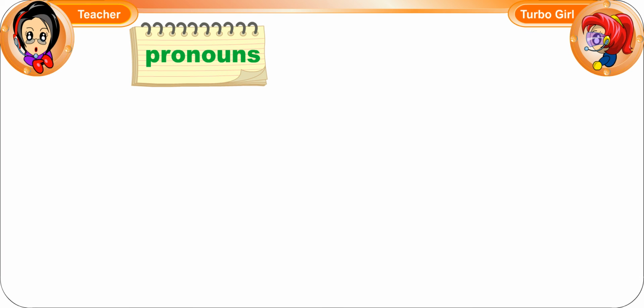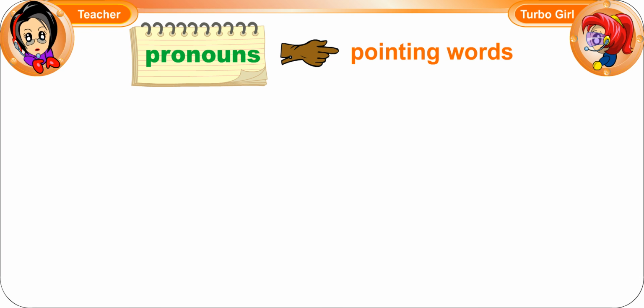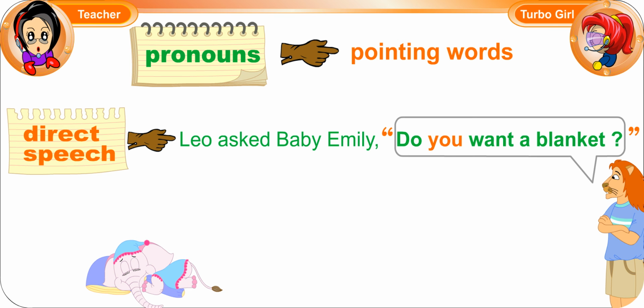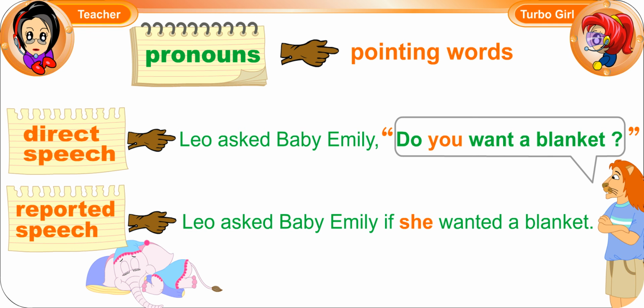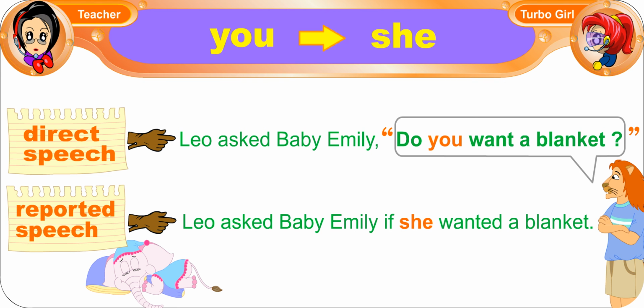4. Pronoun. Remember, pronouns are pointing words, so we have to change them in reported speech. For example, Leo asked baby Emily, "Do you want a blanket?" In reported speech, Leo asked baby Emily if she wanted a blanket. We change the pronoun you to she since it refers to baby Emily.